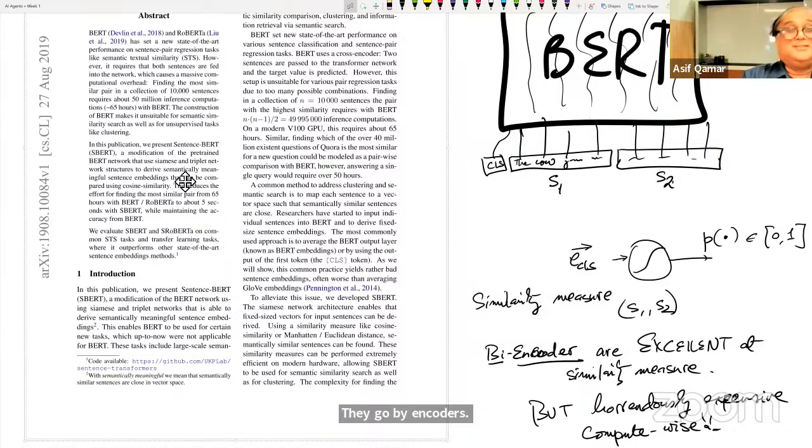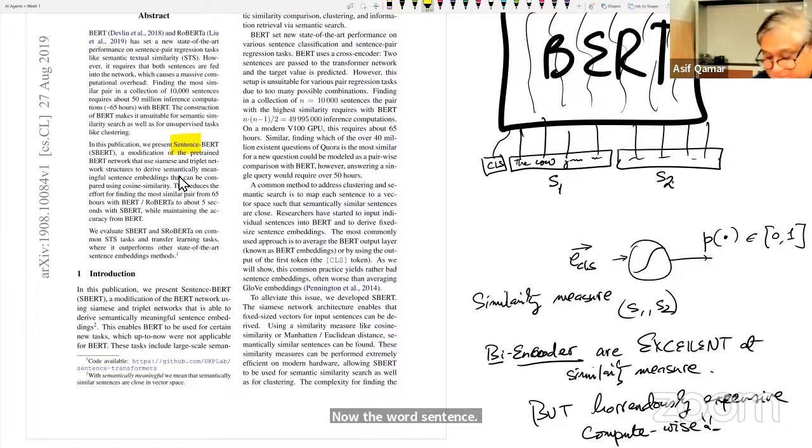So that is the architecture we are talking about here. That's what I explained. In other words, do vector embedding. Use BERT to produce vector embeddings and compare vector embeddings. Right? That's the main idea that this paper will propose. It says, in this publication, we present Sentence-BERT. Now, the word sentence here needs a little bit of clarification.